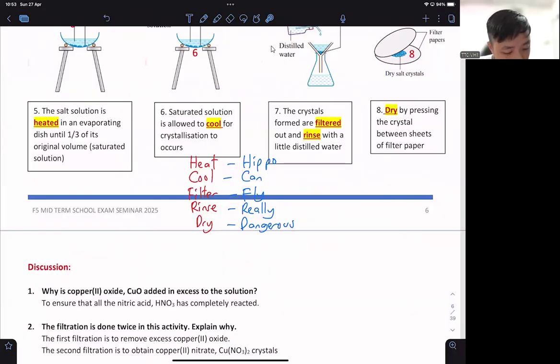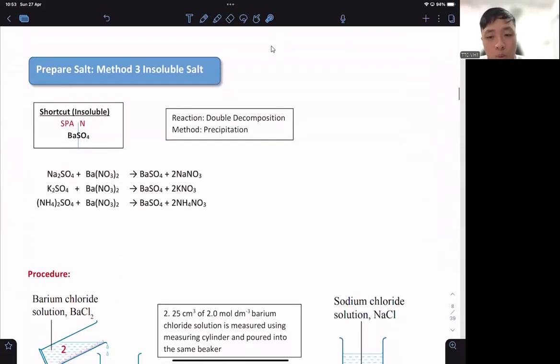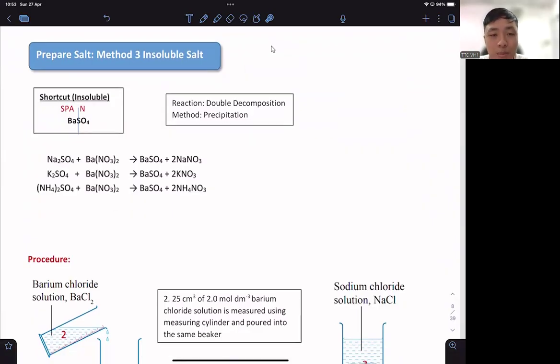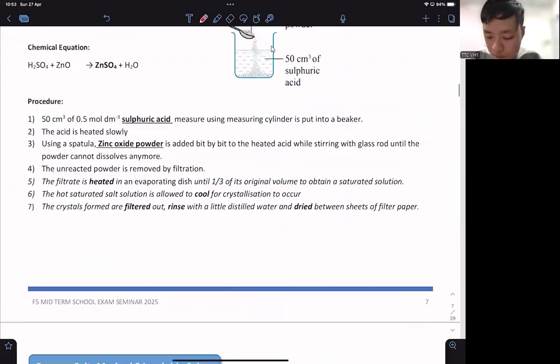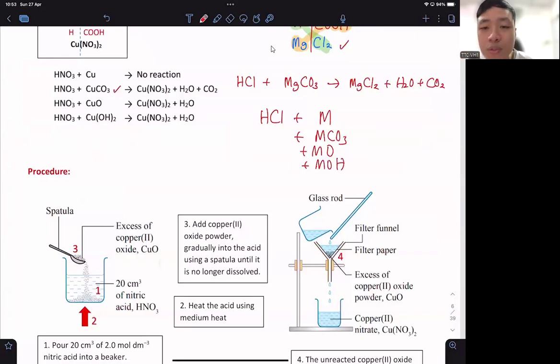No answer. Okay, so I explain one more thing about the insoluble salt, then we'll do an exercise for this first. In this case, to prepare an insoluble salt, you must use soluble salts. One acid, one alkali, simple, right? I can use HCl, an acid, which can react with metal carbonate, metal oxide, metal hydroxide. So acid can react with these four things.